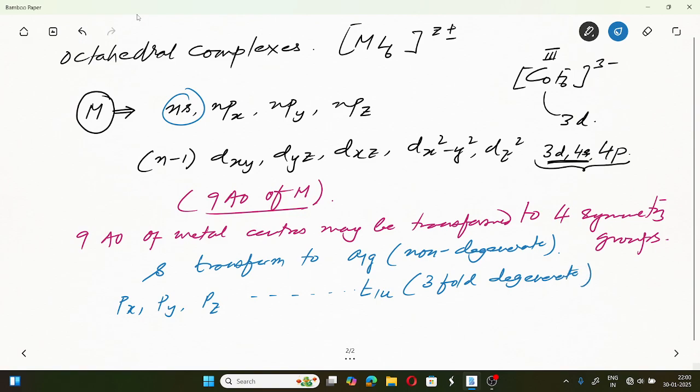Now, see, they are of similar symmetry. Px, Py, Pz. You can well understand they are of similar symmetry. Now, this s orbital, its name is A1G. You have to remember this at your level.